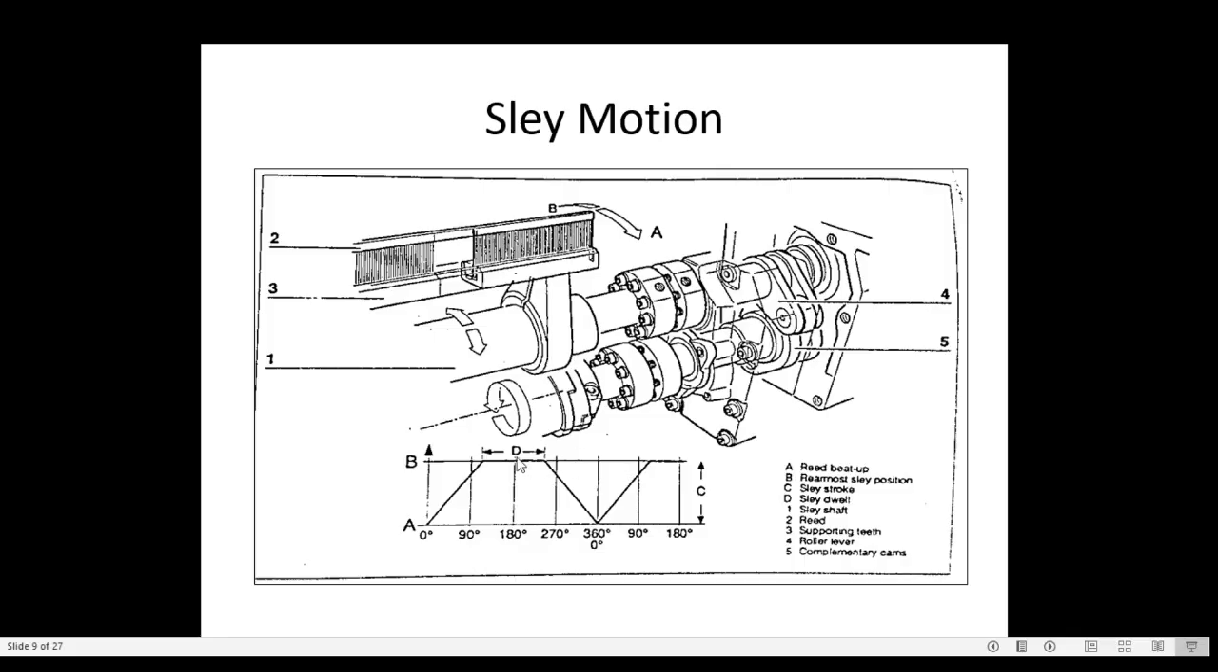So this is the dwell, this is the sleigh stroke, A is the forwardmost position, B is the backwardmost position. So I think all the features we covered in today's lecture are clear. Once again see the second figure given here, how it works and how it is different from the conventional beat up crank and crank arm mechanism. See the figure for a minute.